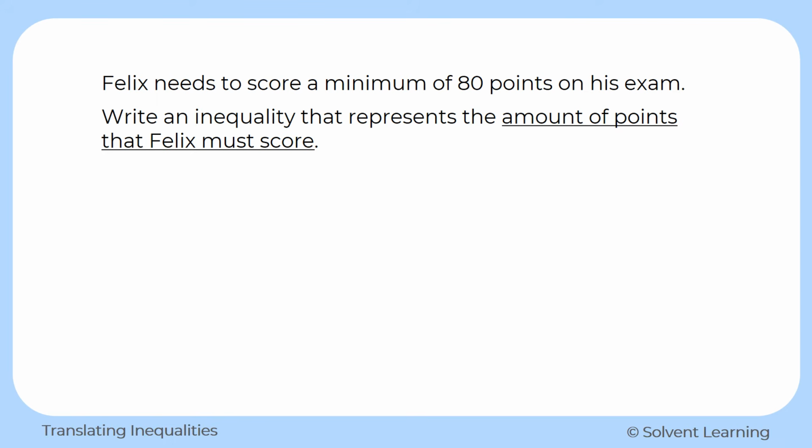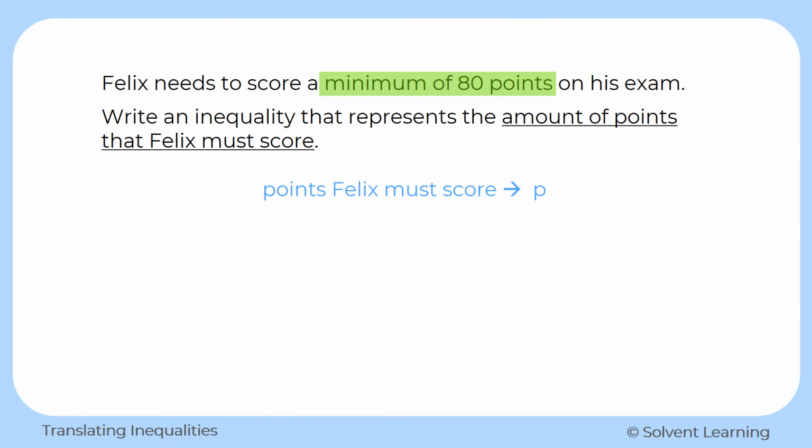Felix needs to score a minimum of 80 points on his exam. Write an inequality that represents the amount of points that Felix must score. First, let's pick a variable to represent the points that Felix must score on his exam. Let's go with the variable P for points. Now we'll look at the word problem to figure out what information they give us to understand how many points he must score. And we see the phrase minimum of 80 points.